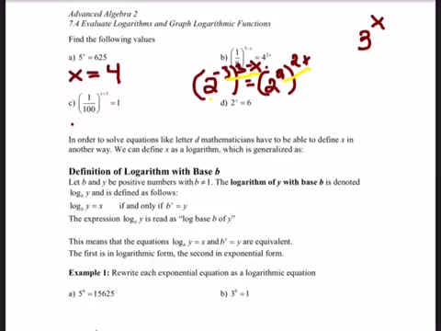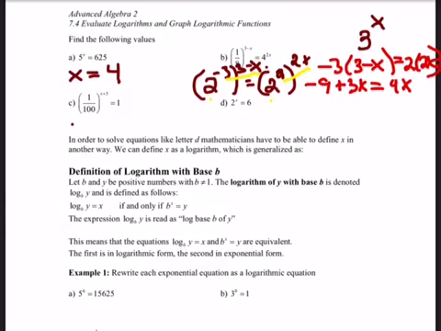Since they are now both the same base, I can just set the powers equal to each other. So that's going to give me negative 3 times the 3 minus x must equal the 2 times 2x. So that's negative 9 plus 3x is equal to 4x. Subtract the 3x over, and I get x equals negative 9. So if I put them in the same base, then the exponents must be equal to each other. That'd be like saying 2 squared is equal to 2 squared, and so on and so forth.